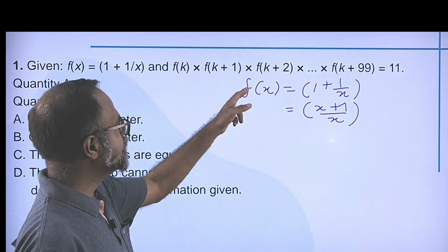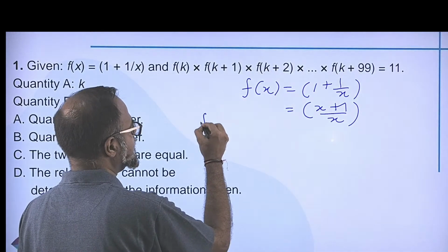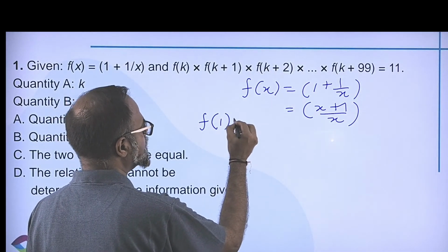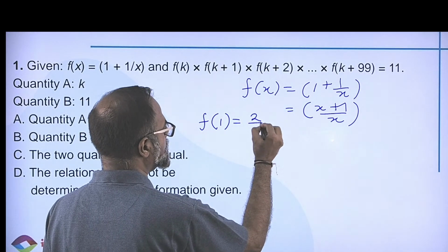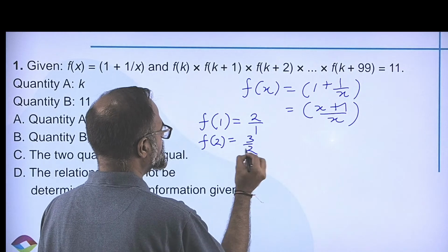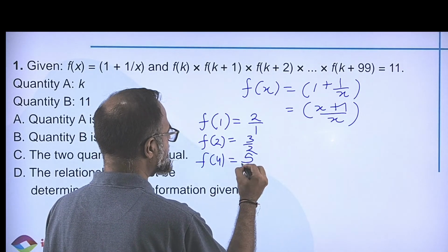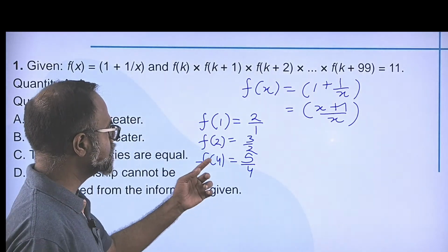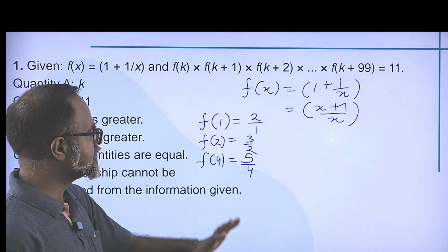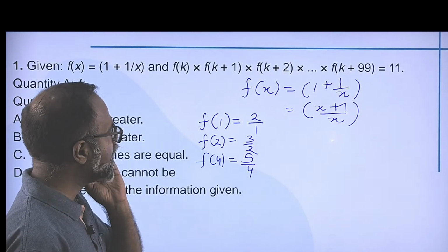Great. So f of x is nothing but x plus 1 upon x, which means if I take the value of x as 1, then f of 1 is 1 plus 1, 2 upon 1. F of 2 is 3 upon 2. F of 4 is equal to 5 upon 4, right? So the number itself is the denominator, plus 1 is the numerator. Okay, easy, great. Now what do I have to do?